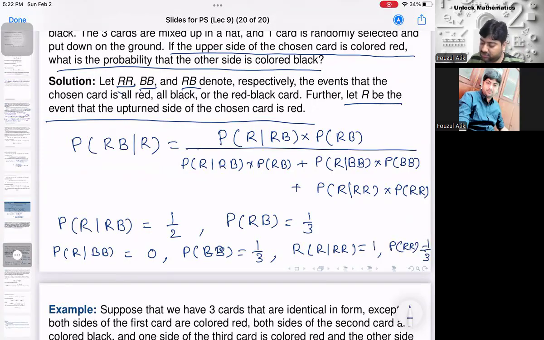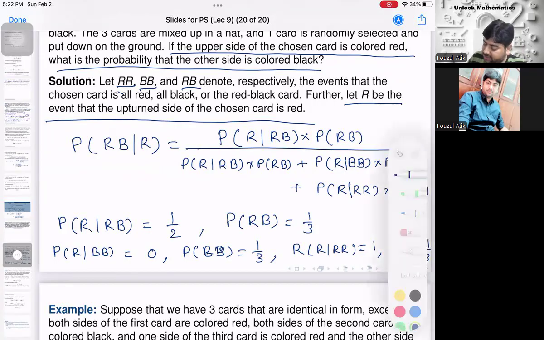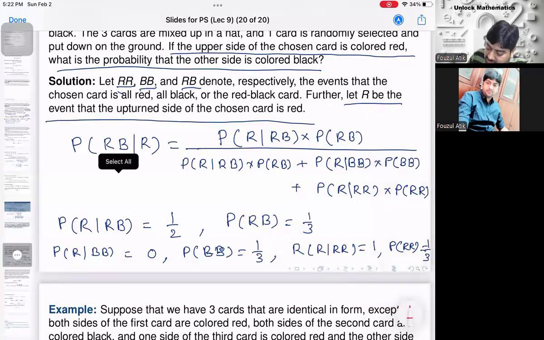So if you substitute all these values, I'll do it in red color, this probability is given by 1 by 2 into 1 by 3, divided by 1 by 2 into 1 by 3, plus 0 into 1 by 3, plus 1 into 1 by 3. If you simplify it, you get the answer 1 by 3. Thus the probability that the other side of the card is black is 1 by 3.